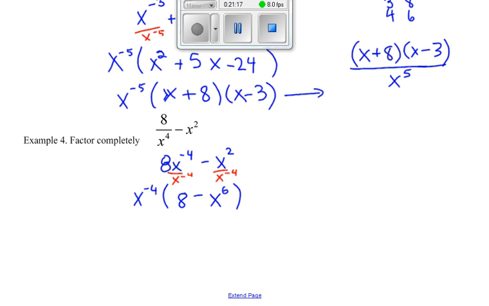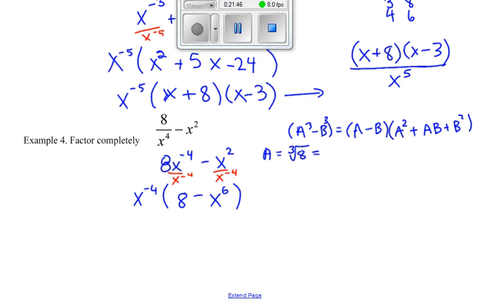So remember the formula for the difference of cubes? Did anyone remember it? If you had a cubed minus b cubed, it's a minus b times a squared plus ab plus b squared. So how do I get what a is? This is on your formula sheet. You don't have to memorize it. The cubic root of 8 will tell me what my a value is. So 2, right? 2 cubed is 8.